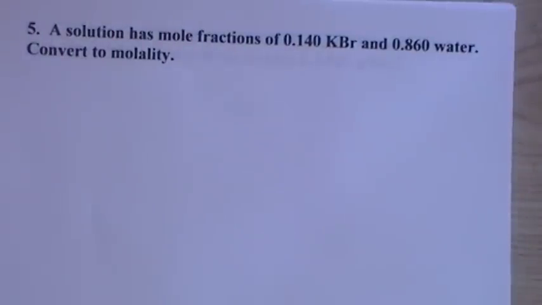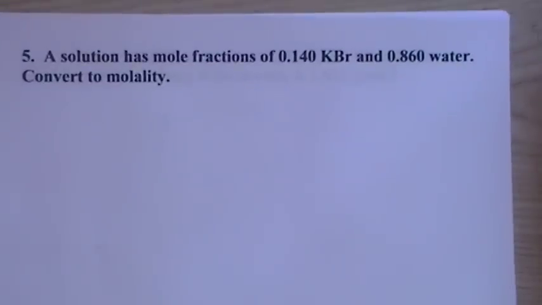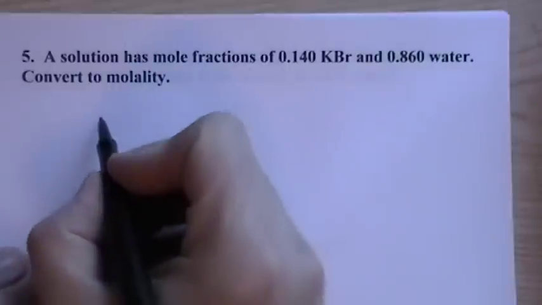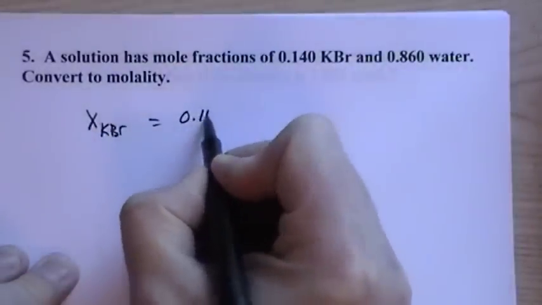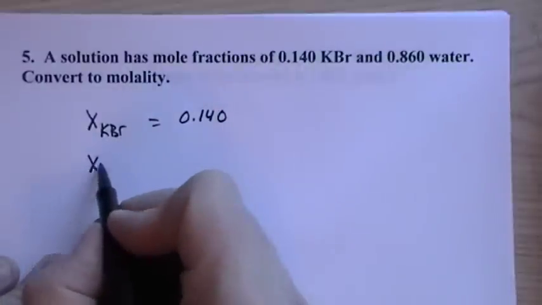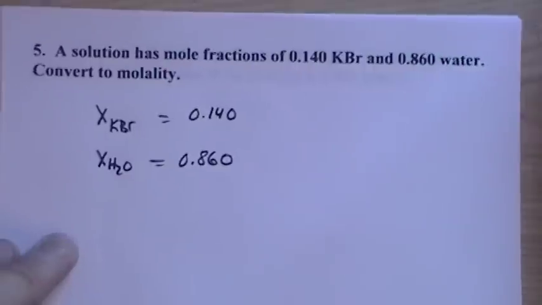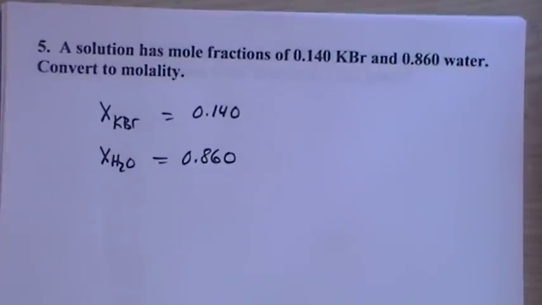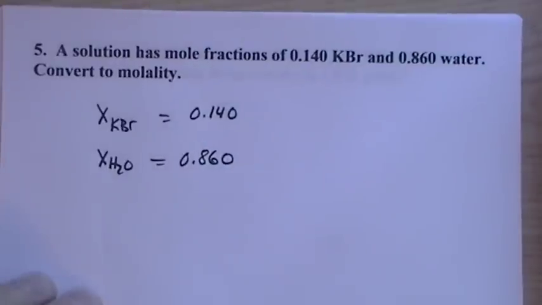Okay, now we're going to take a solution that has mole fractions and convert it to molality. So we're going back the other way. KBr has a mole fraction of 0.14. And that's no units of measure, just a number, because it's a fraction. A mole fraction is moles over moles, so moles cancel, so the fraction will always just be a number, and it should be between 0 and 1.